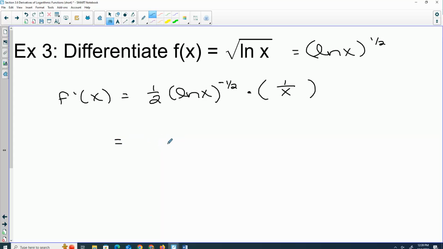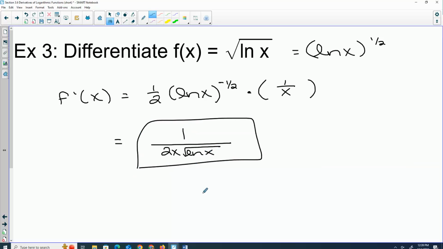We could clean this up as much as we wanted. The 2 and the x are on the bottom. What's a negative 1/2 mean? It would be on the bottom. So it's 1 over 2x square root natural log x.